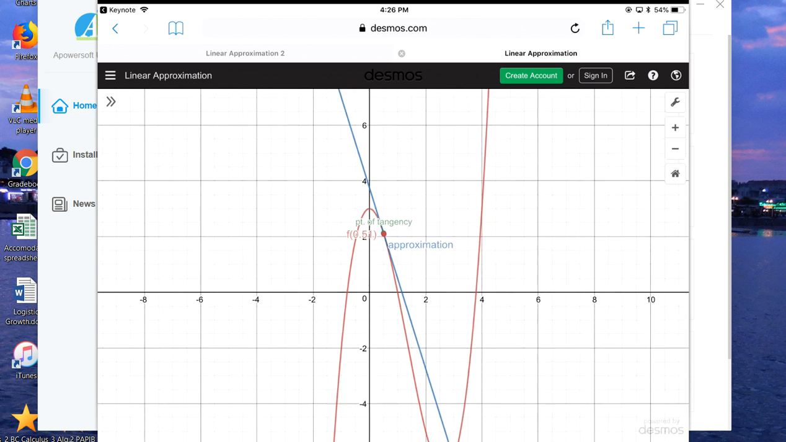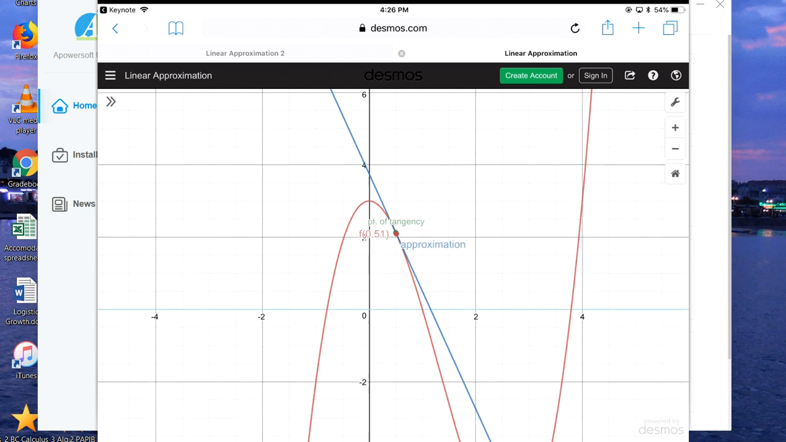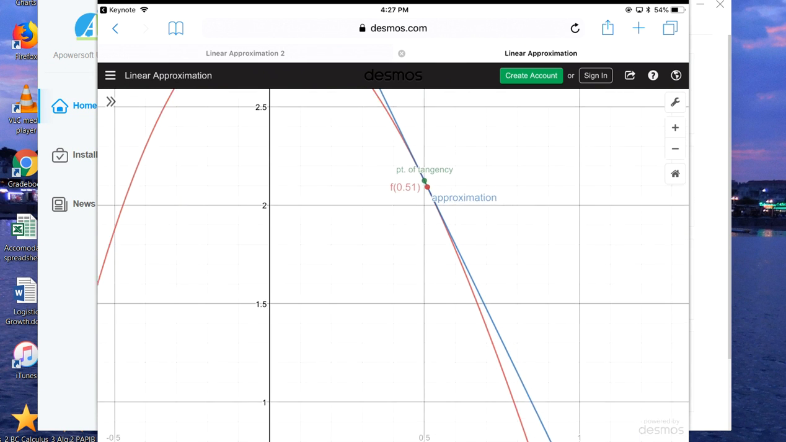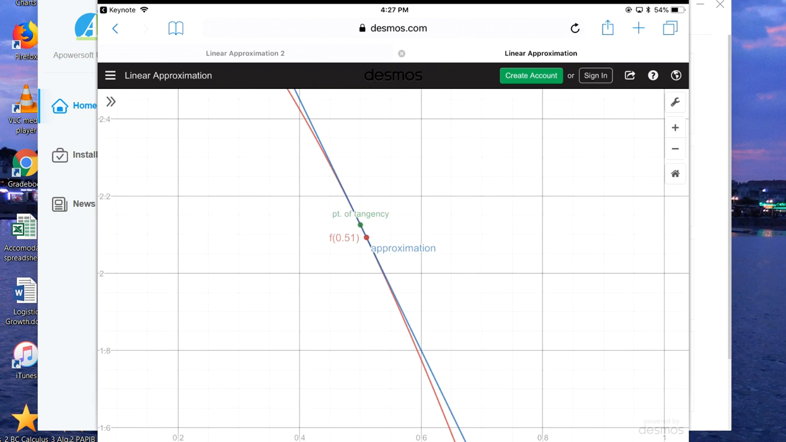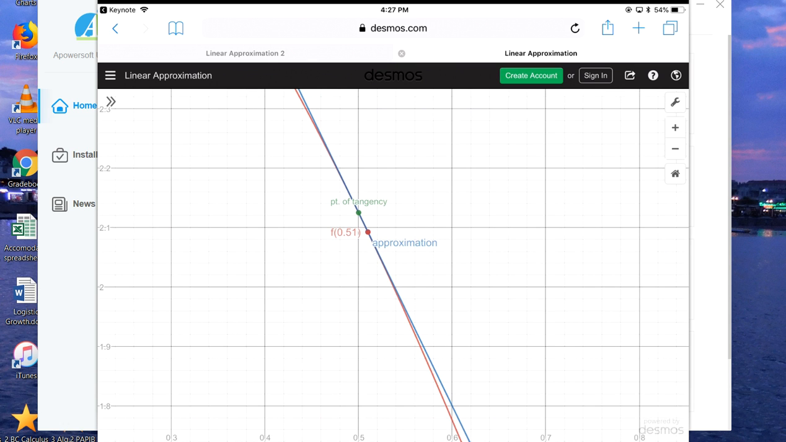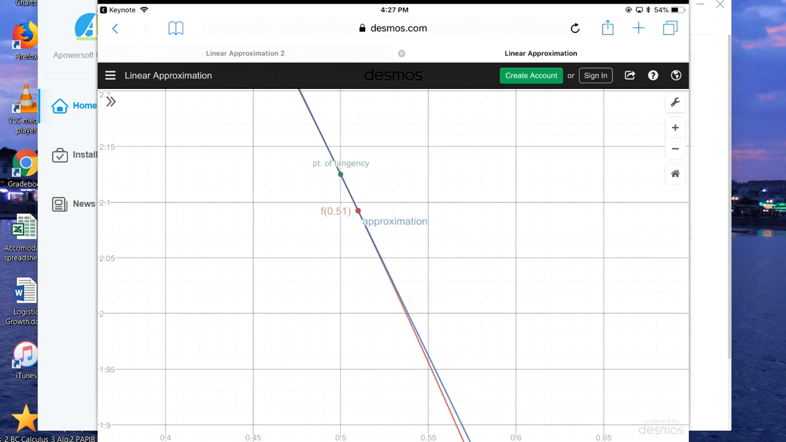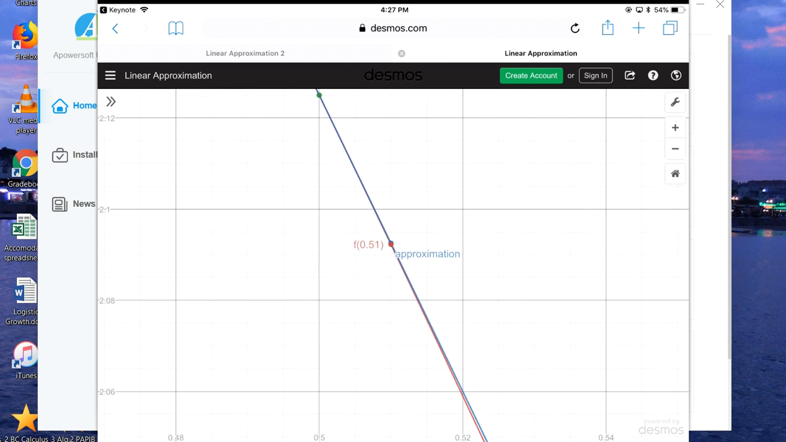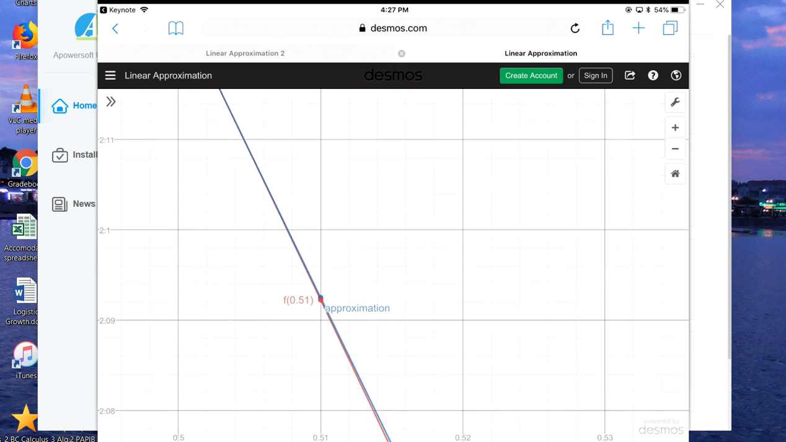Now, they look like they're at the same place pretty much, but if we zoom in to this, we can start to see a little separation here, and we can see that the approximation point and f of 0.51 are going to separate from that point of tangency, so it's a little bit off. But the red and the blue dot are actually still really close to each other. So I'm going to have to zoom in a lot in order to actually get some separation here.